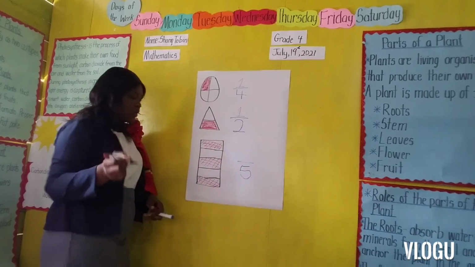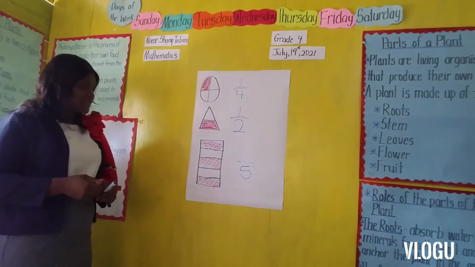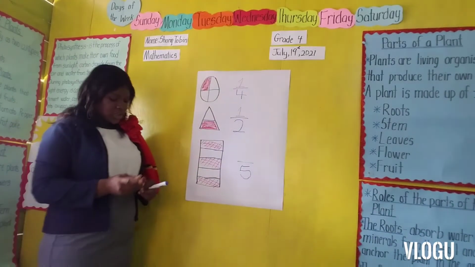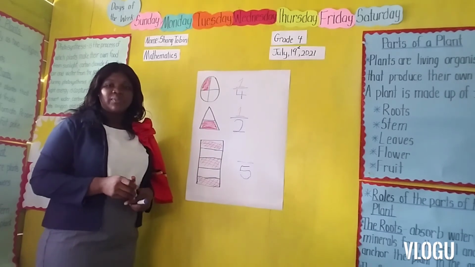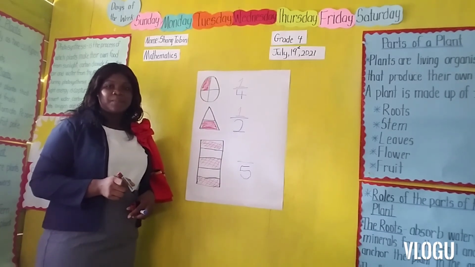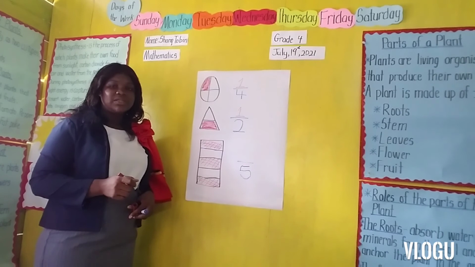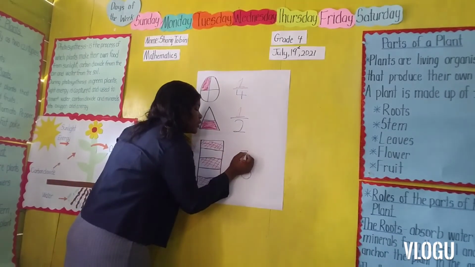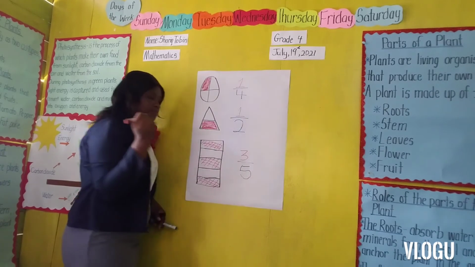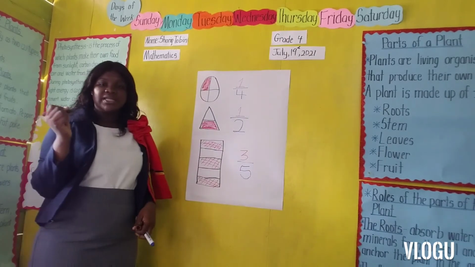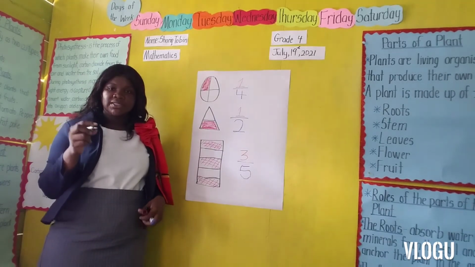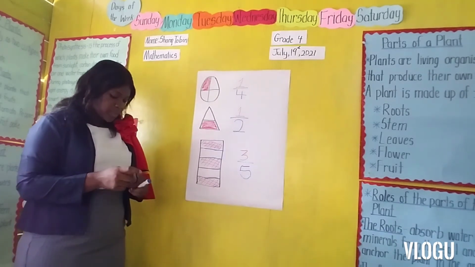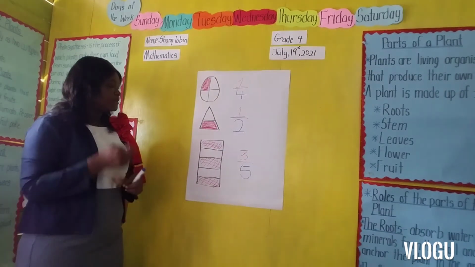Good. Now we've colored 3 pieces in red. So, what will now be the numerator? The numerator will be 3. Why would the numerator be 3, class? Because that is the amount being taken away. Okay.